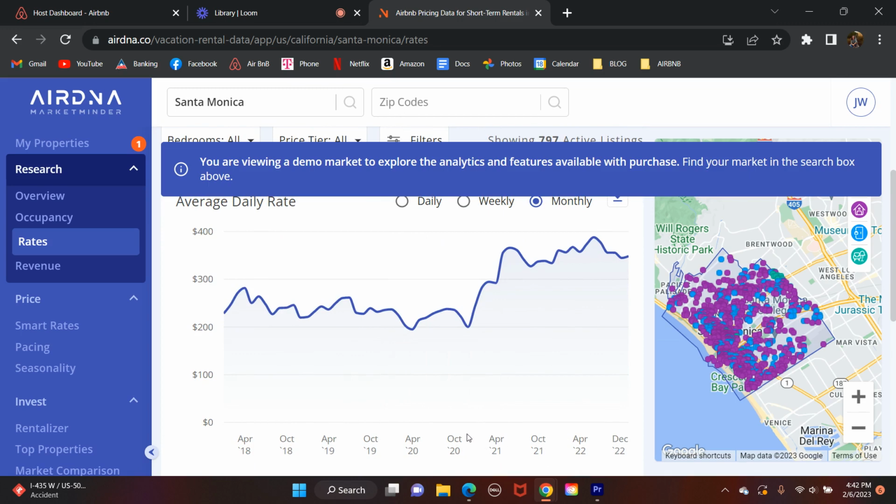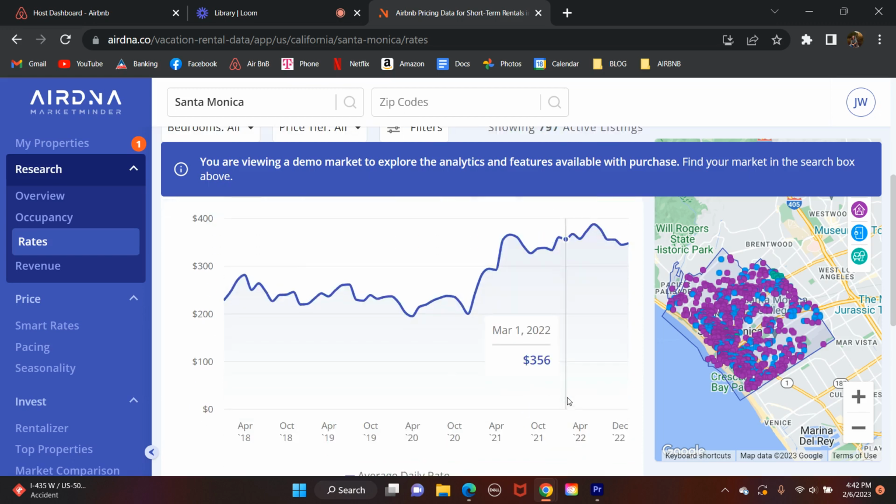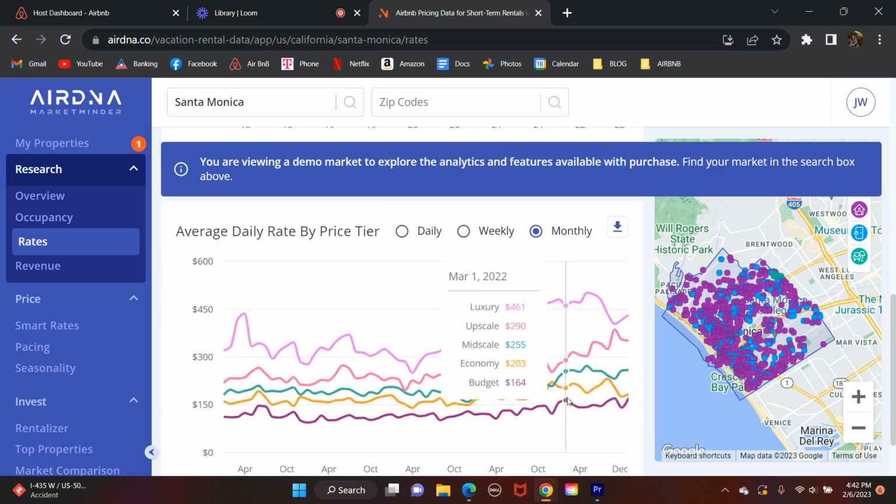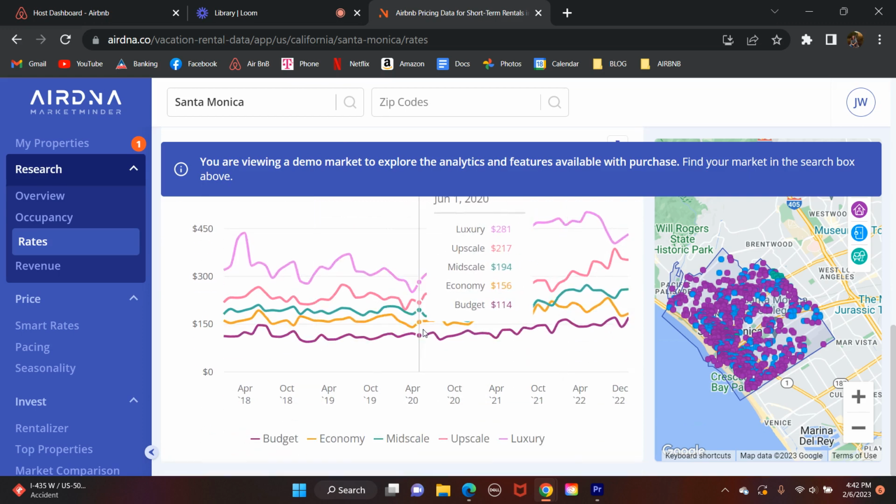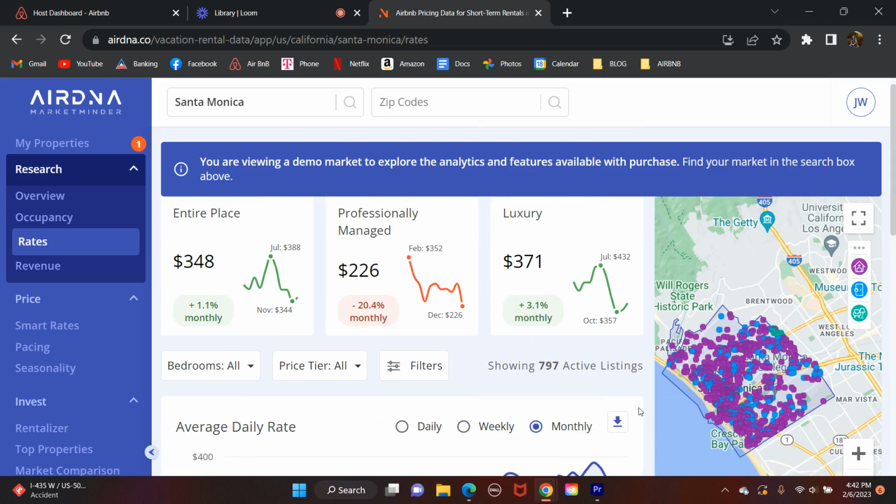Obviously, it gets a little bit higher here. So it's actually going up quite a bit. In 2020, it was pretty consistent. And then, boom, starting off 2021, it really is a pretty good market to invest in. So no issues there. You can scroll down here. Again, I don't see any issues.